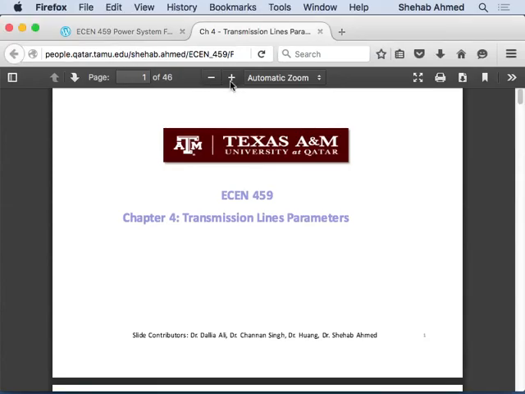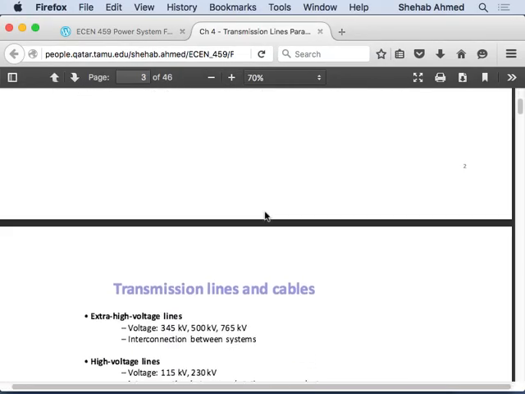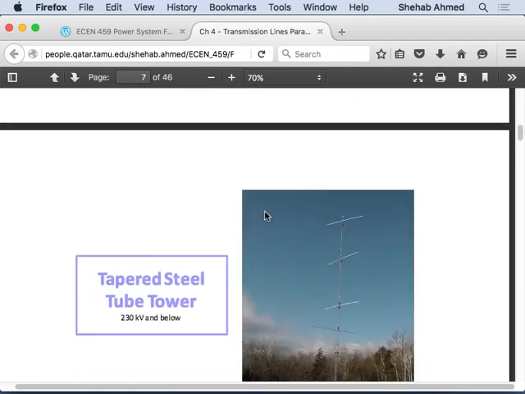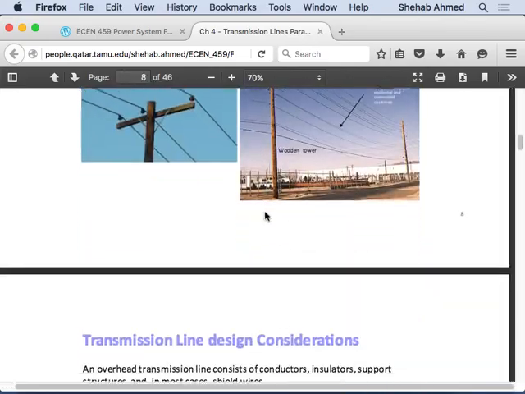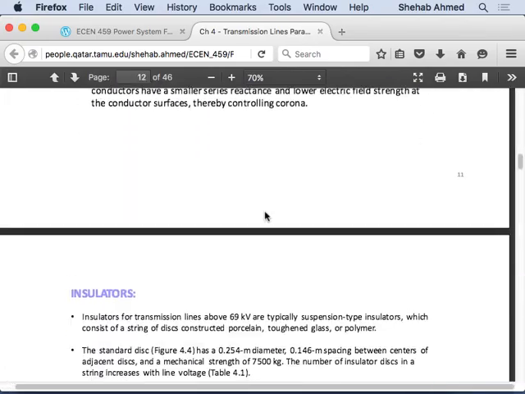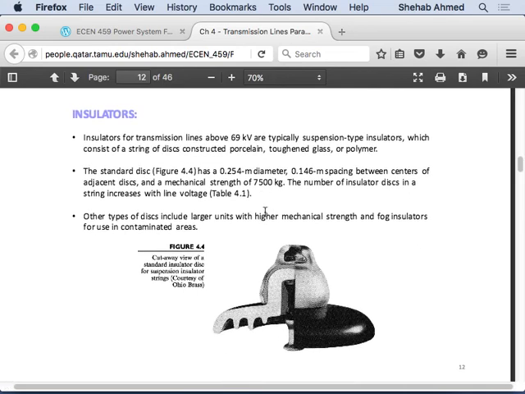We were talking about the transmission line parameters chapter. We went through some of the preliminary stuff at the beginning, and then I think we stopped at insulators. We did not start insulators.